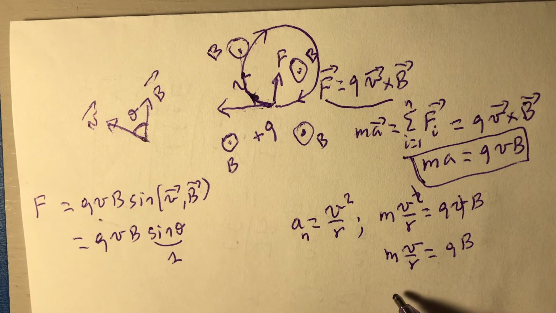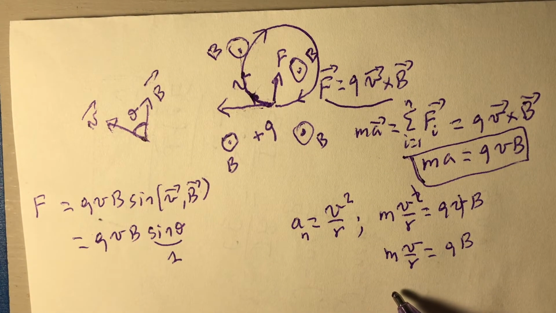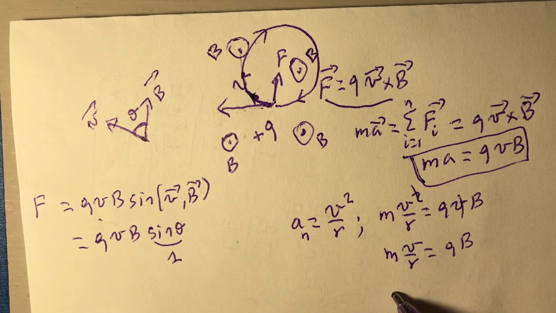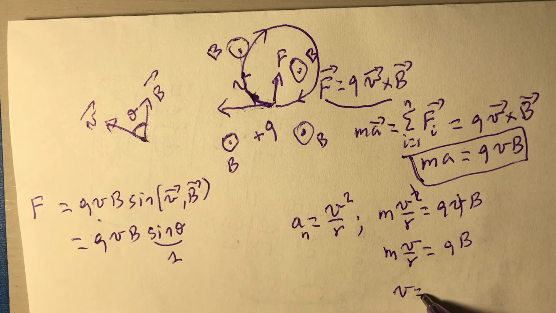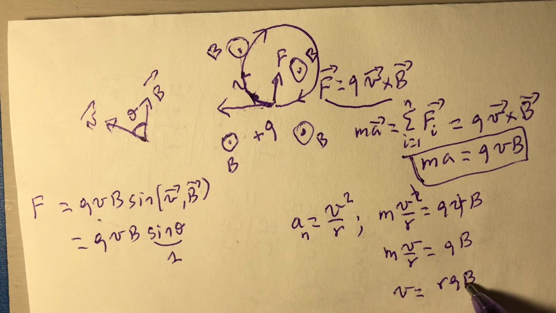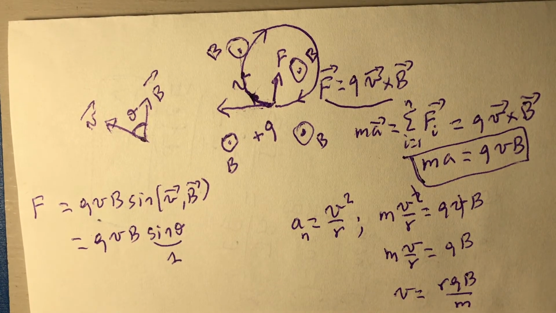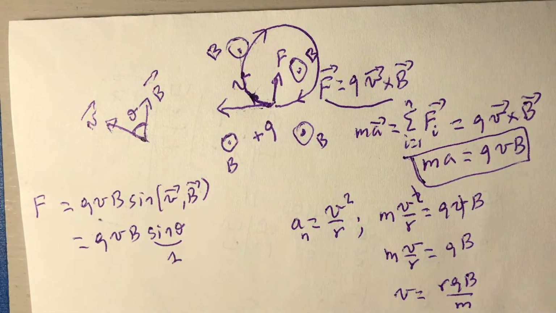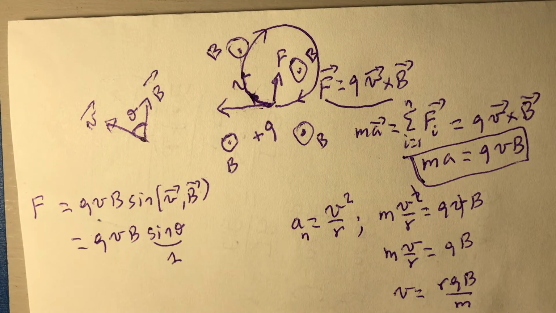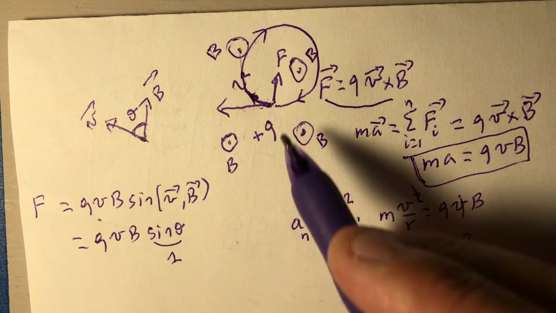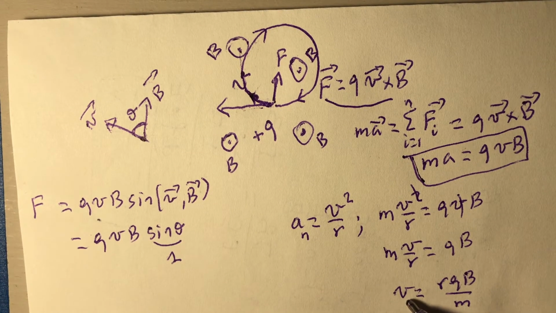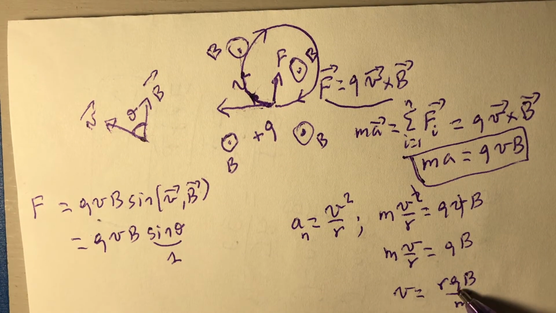Now you can actually use this equation: v is equal to r qB over m. This will be the velocity of this particle going around. It depends on the B field and depends on the radius. If the radius is big, the velocity will be big. If the magnetic field is big, the velocity will be big. These q and m are fixed, they don't change.